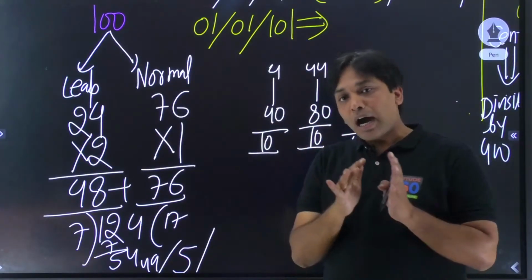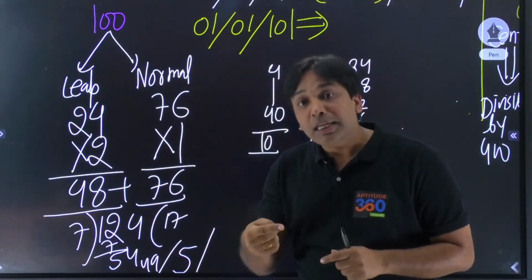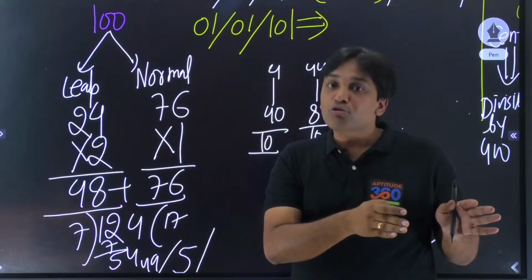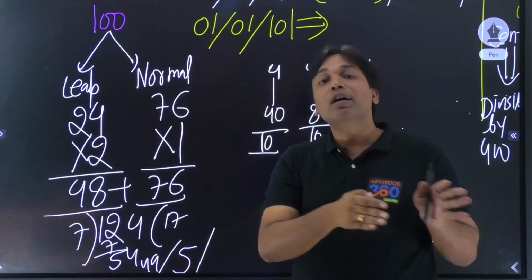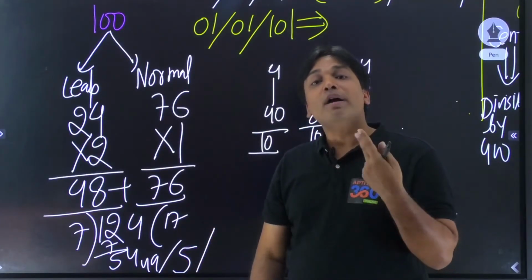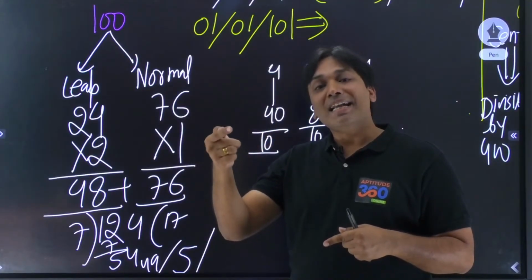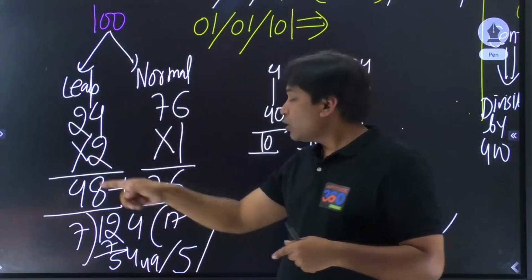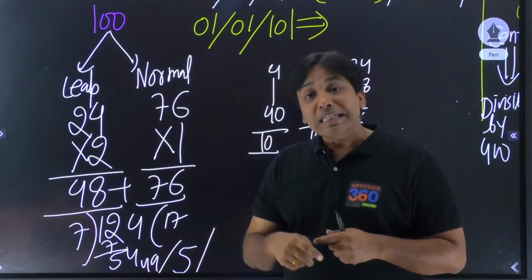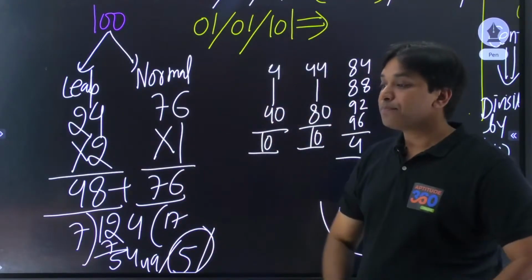मैंने क्या बोला? Out of 100 years, since 100th is not a leap year, how many of them are going to be leaps? 24. तो 100 साल में अगर 24 लीप हुआ तो नॉर्मल कितना होगा? 76. Every leap year gives you 2 extra days, so 24 into 2. Every normal year gives you 1 extra day, and hence this is 76 into 1. You add them up, you're getting 124 days extra. Divide it by 7 and the final extra day will come out as 5.